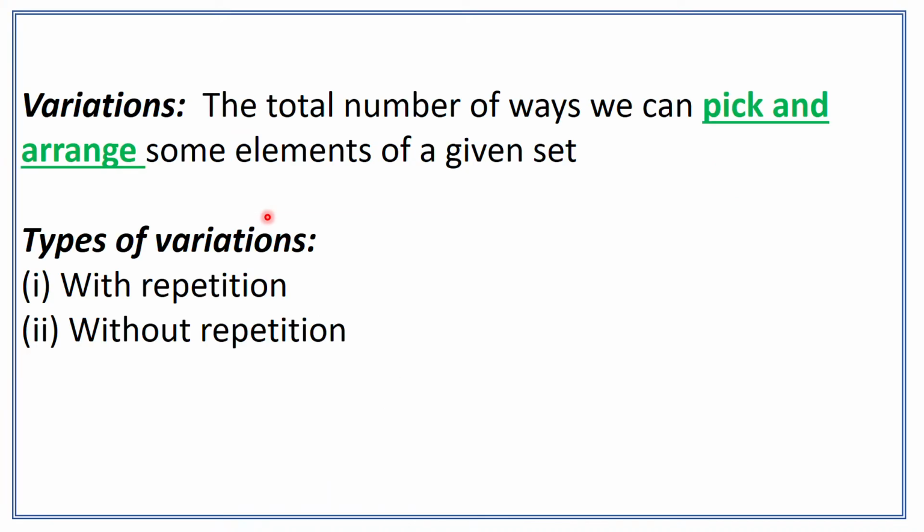So just to recall, I will one more time describe the definition of what variations are. The total number of ways we can pick and arrange some elements of a given set. So some objects are given to you, some kind of task is given to you, you have to fill some slots and you have some options. So in how many varied ways you can do that, you find in variations.